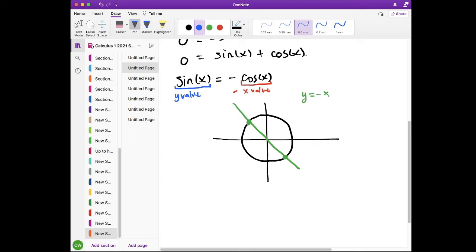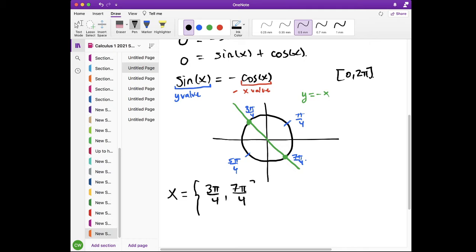This one is pi over 4. That's where y is equal to x. So it's the negative one, on the opposite side. It's one of the over 4s, right? It's the other one. It's 3 pi over 4. And this one is 7 pi over 4. So those are the angles. And since we were on 0 to 2 pi, it's only those two angles. All right, any questions about that?